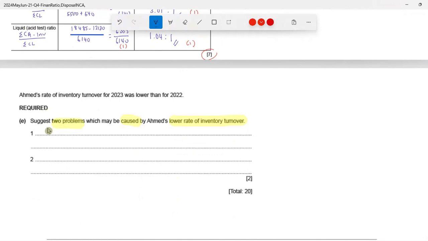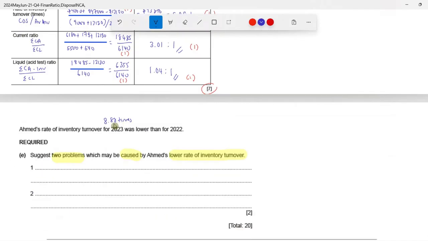Right, part E. Ahmad's rate of inventory turnover for 2023 was lower than 2022. If this is 8.88 times, 2022 may be more than that. It could be 10 times, higher than 8.88 times. So inventory in year 2022 sells faster. Inventory in year 2023 sells slower. That's why inventory turnover is lower.